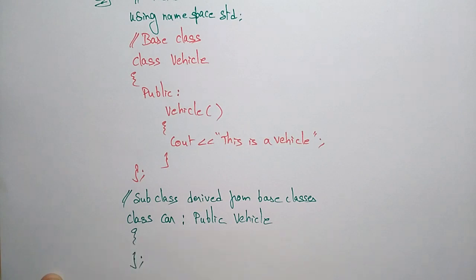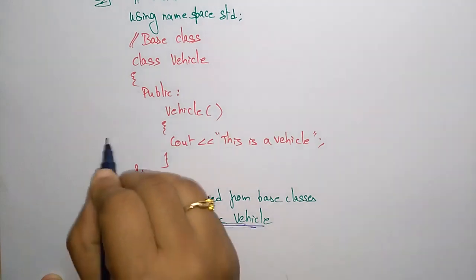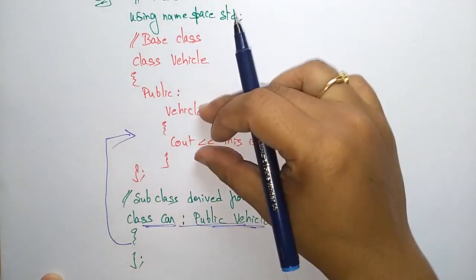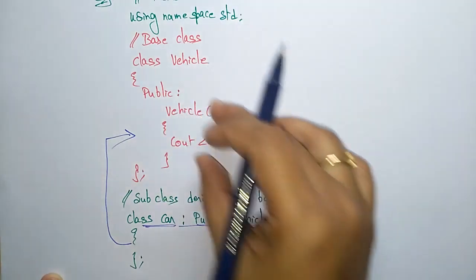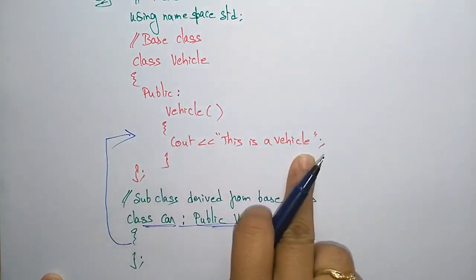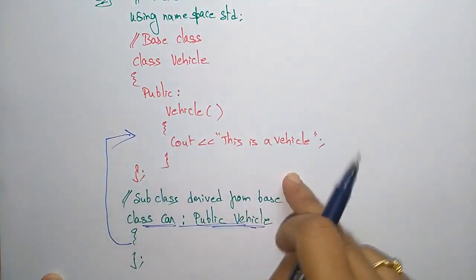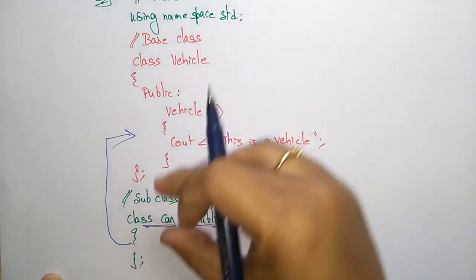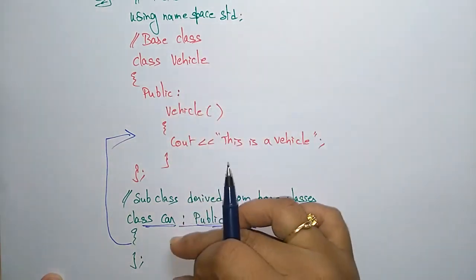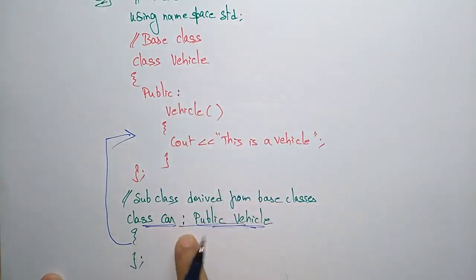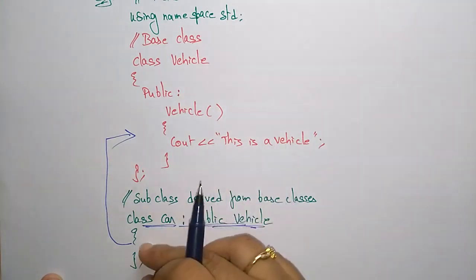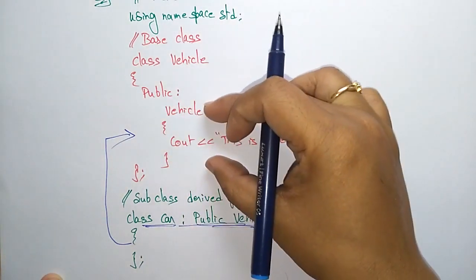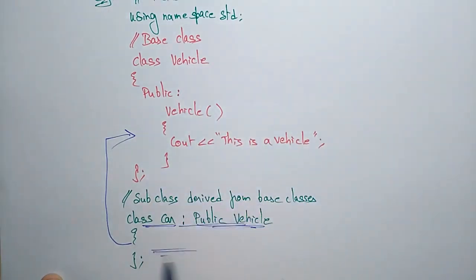Here I am not writing anything. Whenever I write class car public vehicle, it inherits the properties of the base class. What does the base class consist of? Vehicle, and in the vehicle the message is this is a vehicle. That message I have to print. So whenever I write this, the complete code will be transferred here. Whatever is there in the base class is inherited here and occupies here.